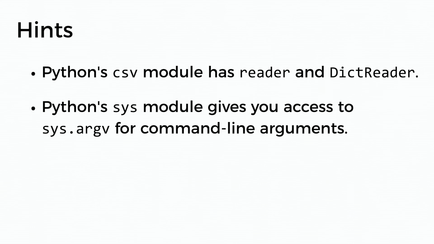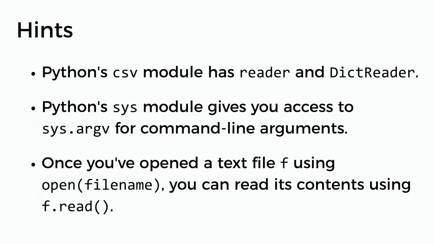You'll also note that Python has a sys module, short for system, which will give you access to sys.argv for the command line arguments of the program, where the first command line argument, other than the program's name, is going to be the DNA database, formatted as a CSV file, and the second argument is going to be the DNA sequence that you're actually going to read and do some calculations on. Another hint, once you've opened up a text file by calling open and then passing in the file name in parentheses, you can read its contents using f.read if f is the name of the file, for example.